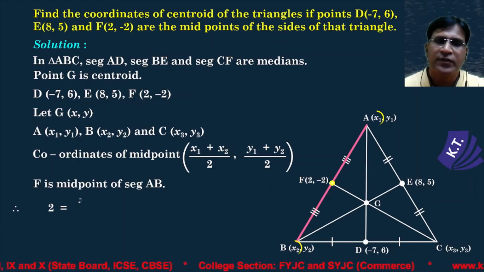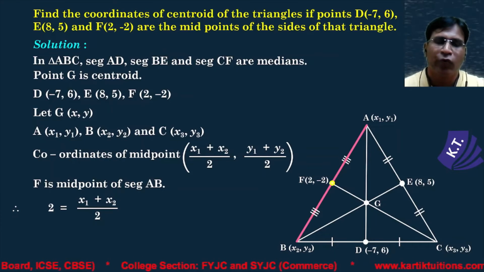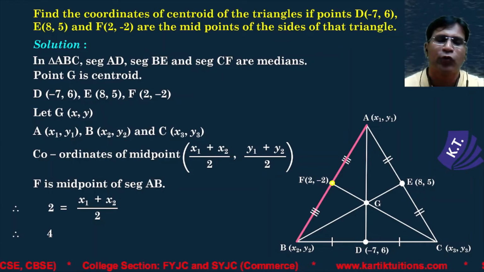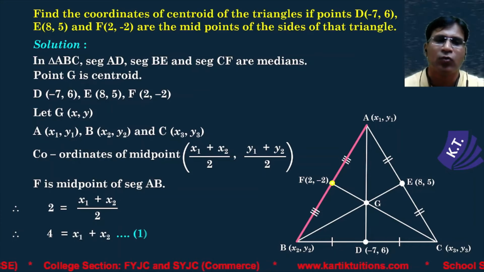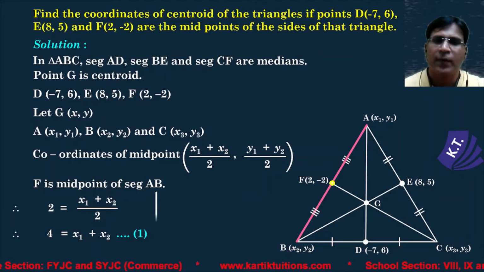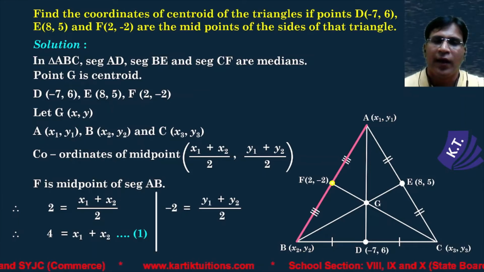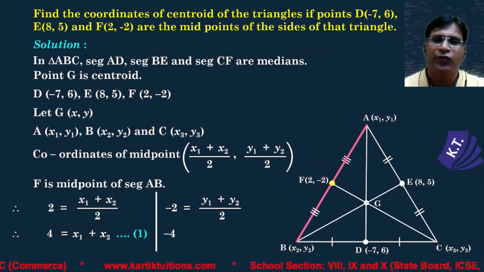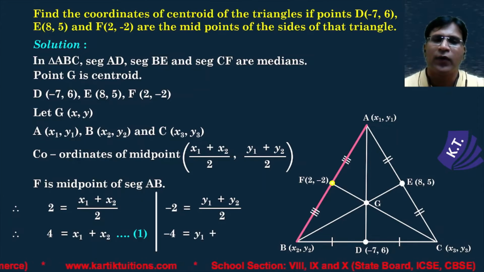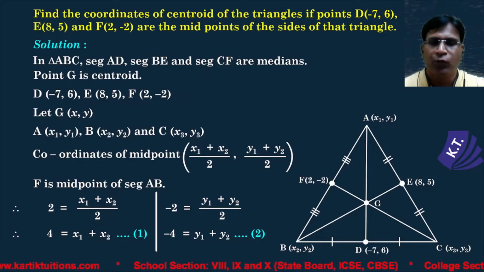So 2 is equals to (x1 plus x2) upon 2. Now I shift the 2 from the denominator on the left hand side, it becomes 4. So 4 is equals to x1 plus x2. Let this be equation number 1. Same way, let's go for the y coordinate. So it becomes minus 2 is equals to (y1 plus y2) upon 2. I'll shift 2 on that side, it becomes minus 4 is equals to y1 plus y2. That is my equation number 2. Am I clear till here? Let's move to the next step.